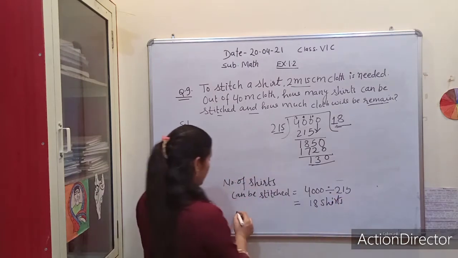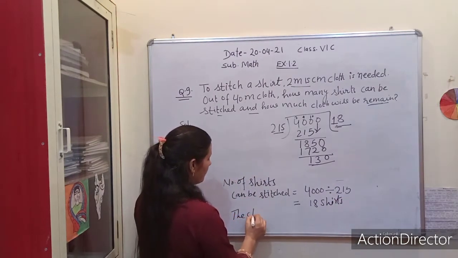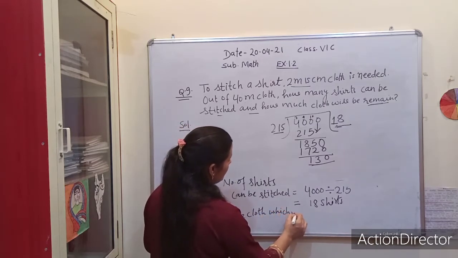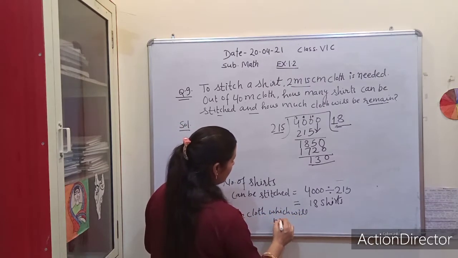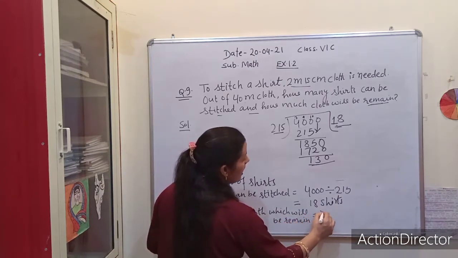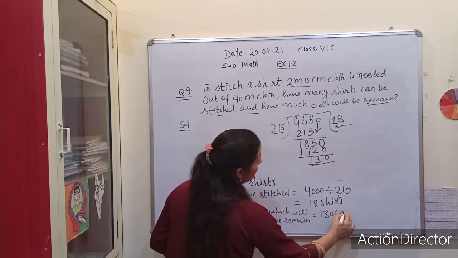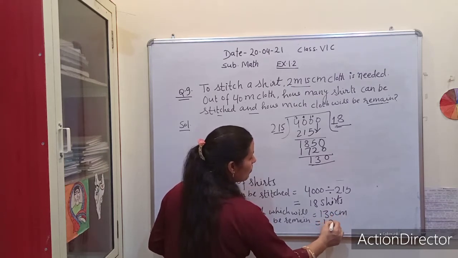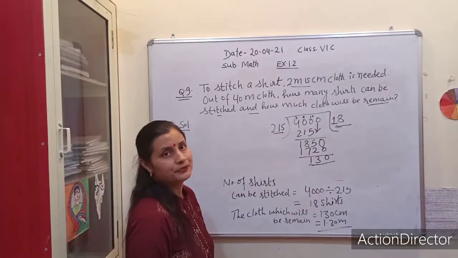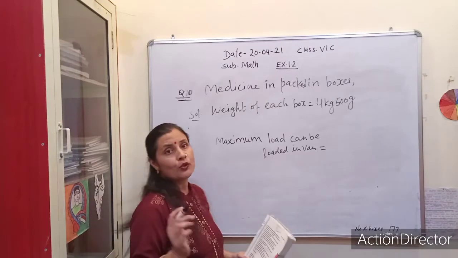Okay. The cloth which will remain equals 130 centimeter, or you can write it as 1.30 meter. Okay, this will be the answer. Let's move towards question number 2. Okay, come to question number 2.